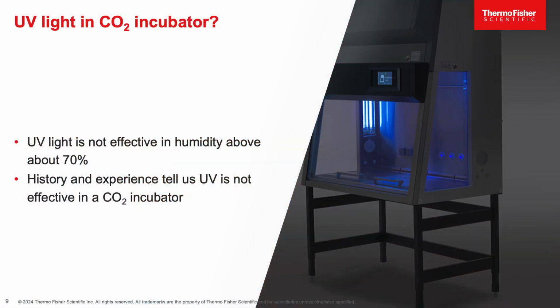Back in 1980, Thermo Fisher Scientific was the first to introduce a UV light into a CO2 incubator. We stopped offering it in 1998 because our customers told us that it was not effective. And fast forward to 2006, the American Biological Safety Association came out with a position paper that said a UV light is essentially ineffective in air with humidity above 70%. Since cell culture incubators generally provide 90 to 95% relative humidity, this explains why it doesn't work.